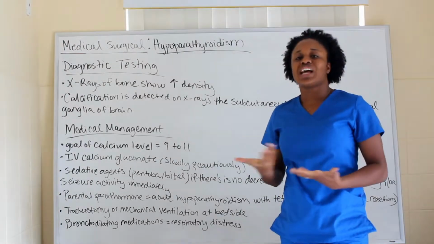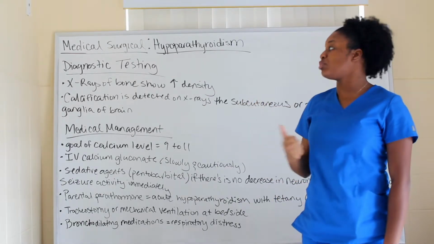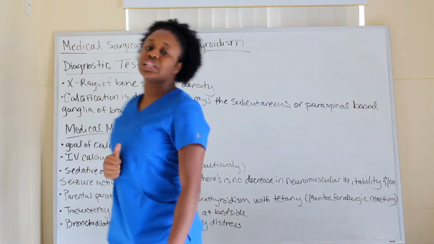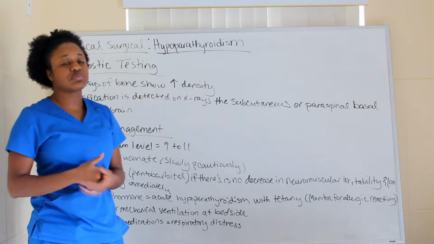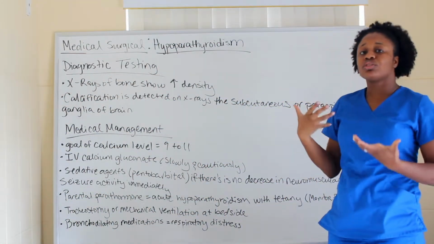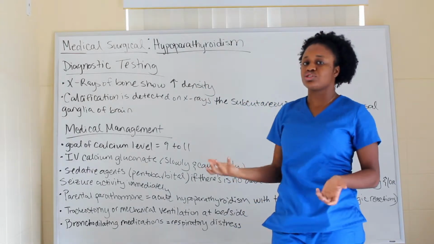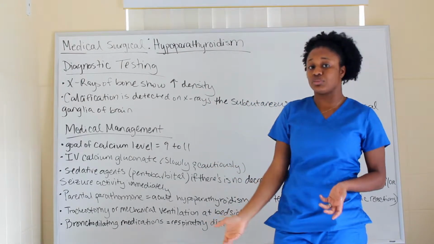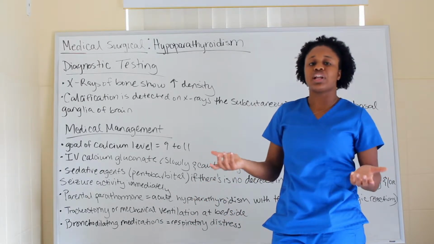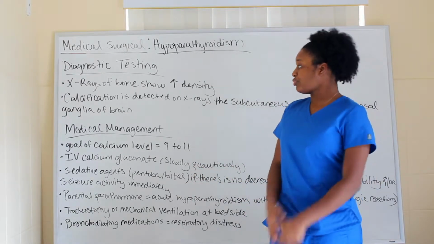So continue on with the diagnostic testing. We have our x-rays that can show an increase in bone density. Calcification is also detected on the x-rays in the subcutaneous or paraspinal areas and the basal ganglia of the brain. All those things let you know that there is increased calcium in those areas where there shouldn't be, and not enough in the bloodstream. All these different things can point out that this patient may be exhibiting hypoparathyroidism.